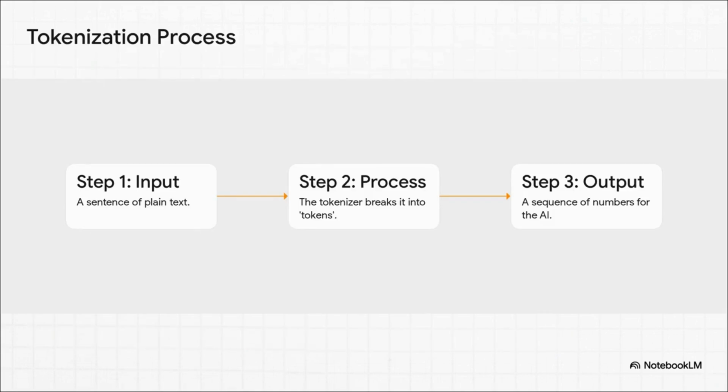At its core, the whole process is a pretty simple pipeline. You start with regular old text. The tokenizer then gets to work, almost like a chef, precisely slicing that sentence into these meaningful chunks, the tokens. And finally, it just swaps each token for a number, creating this nice, clean sequence that the AI is built to understand. Text in, numbers out.